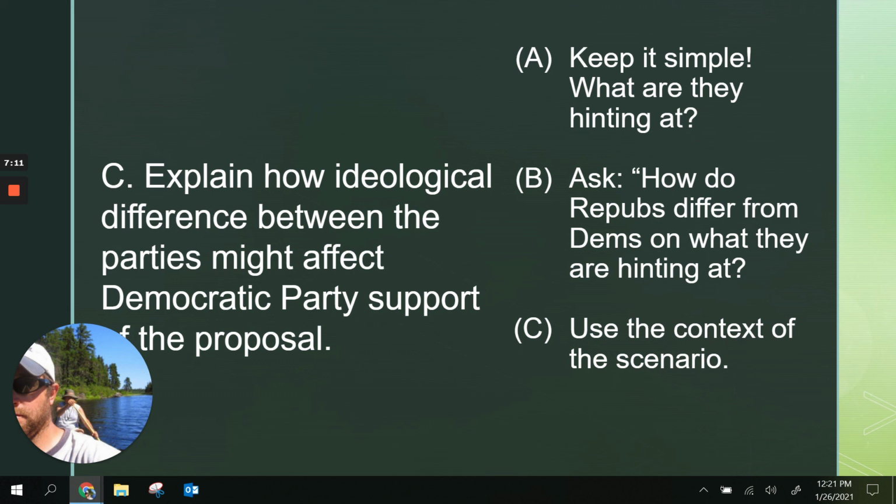Finally, I get down to C, explain the ideological difference between the parties, how that might affect Democratic support of the proposal, right? So I've got to keep it simple here. What are they hinting at? What are they suggesting? They basically want me to demonstrate that I understand in general how Republicans feel about government's role in the economy versus how Democrats feel about the government's role in the economy. Okay, but then again, I have to link it to the context of the scenario. Okay, and that's what you do. It's pretty straightforward. This is not the best example because we haven't really studied some of this stuff, but keep it simple, all right, and you'll do just fine.